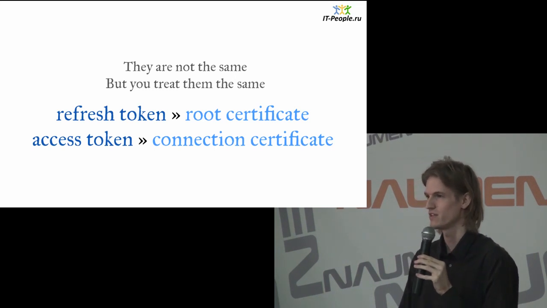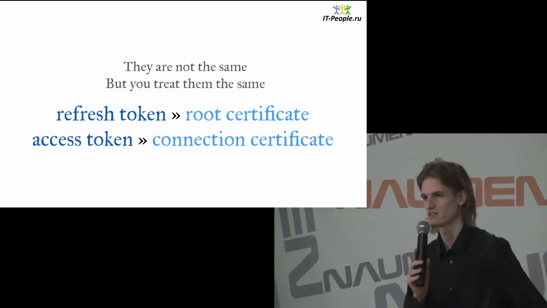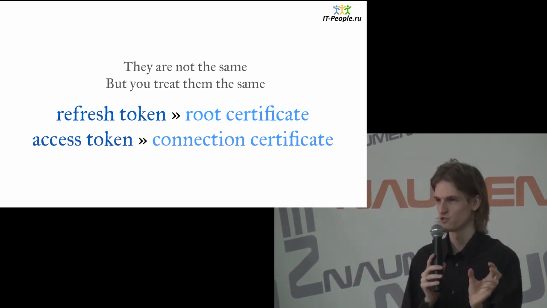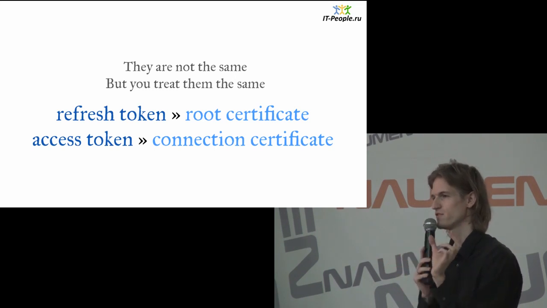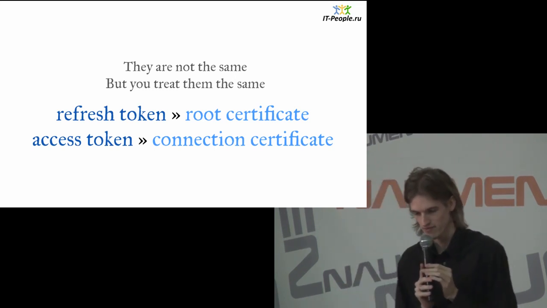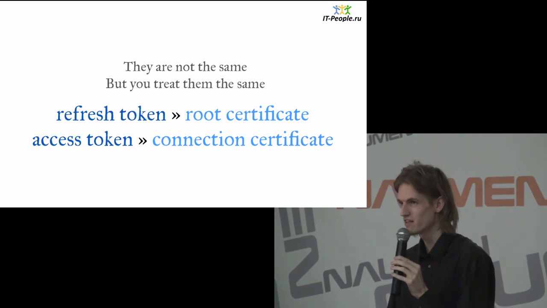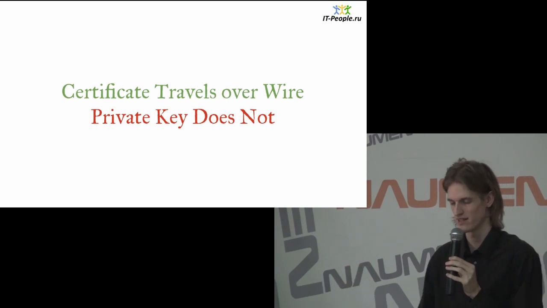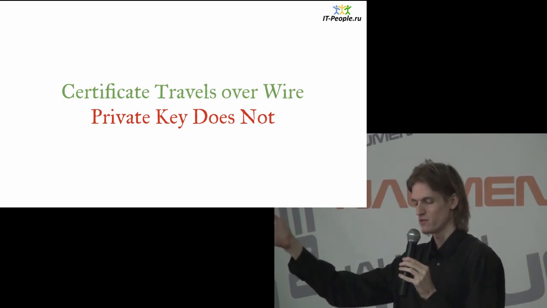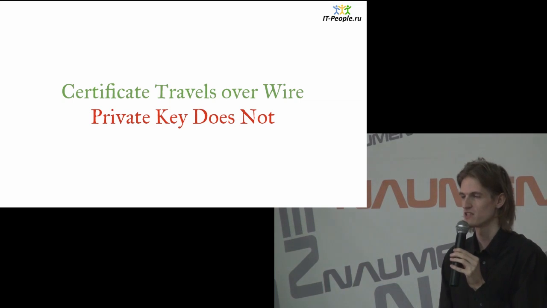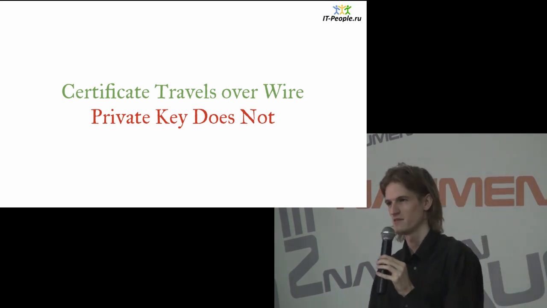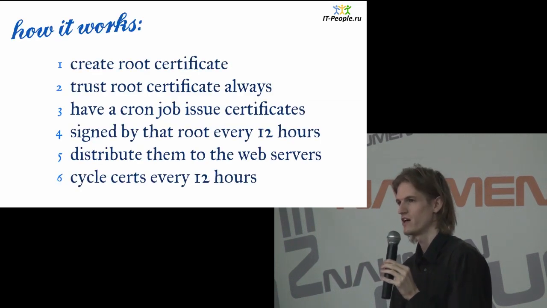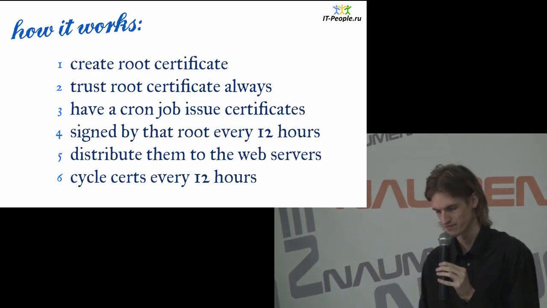And it's basically exactly the same thing as you do with refresh tokens and access tokens. The refresh token is your root CA. And the access token is the certificate and the private key you're using for this connection only. And they're obviously not the same at all. They have nothing to do with each other. But from a security point of view, you could look at it like this. The certificate travels over the wire, the private key does not. But if someone accidentally has like a heartbleed bug on his server, then the private key might leak. But after 24 hours, the private key kind of becomes useless.